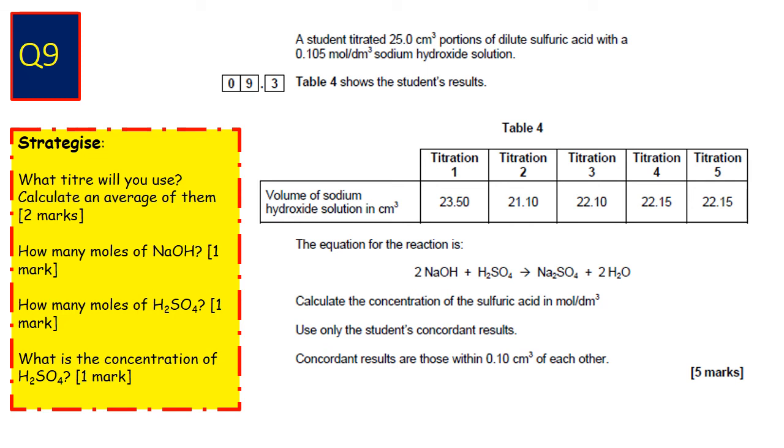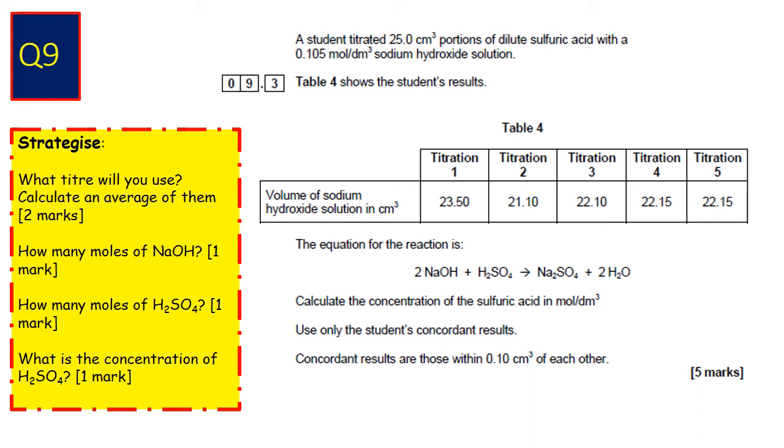We want to use concordant results. So we're going to be looking at that table and go, right, which results are close together, which ones am I going to ignore, and we're going to use an average. So you want to strategize for these types of questions. So if you want to have a go at it, this is how you break it down. First, calculate what titrate will you use, and then calculate an average of them. This is worth 2 marks, which is quite a big chunk of this.